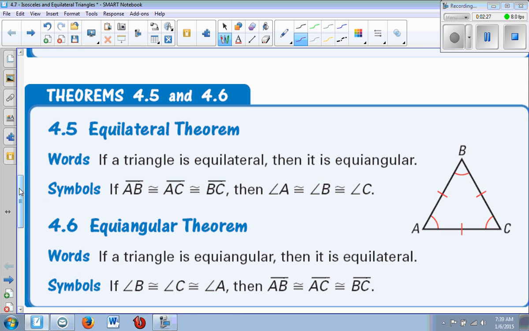The last theorem has to do with equilateral triangles. We know by definition that an equilateral triangle has three congruent sides, but it also has three congruent angles. Anytime we're talking about a triangle, all of the angles in a triangle add to 180. So if all of the angles are the same, dividing by 3 tells me that in any equilateral triangle, every angle is always 60 degrees. Doesn't matter how small or how large the equilateral triangle is, all of its angles will always be 60 degrees.